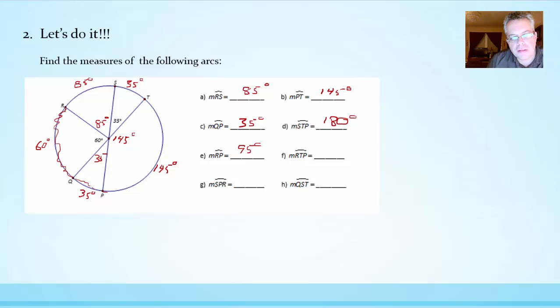And its central angle is 95. The central angle for RP is this big angle right here. I'll mark it. And that's 60 plus 35. So the measure of the arc is 95. The central angle is 95.